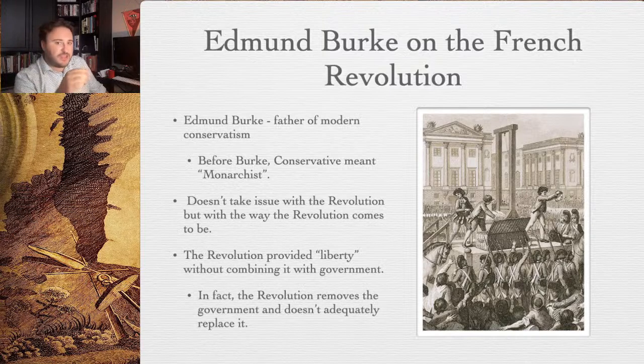And what Burke takes issue with is not the concepts of the revolution. It's not the ideology of the revolution. It's not even the motivation of the revolution. It's not the why. It's the how. Burke takes issue with the idea that the French Revolution gave people liberty and then didn't give them government. It removed the government and didn't quite replace it. It didn't adequately replace it.